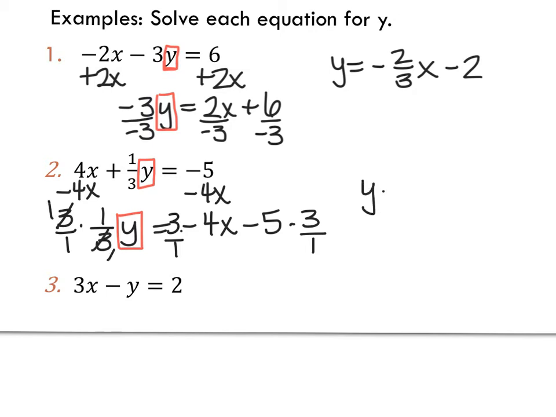I'm left with just y on that side. And then over here, I have 3 times -4. I can essentially ignore that divide by 1 because it just means that it's going to be a whole number. So -12x, don't forget that x. And then I have -5 times 3, minus 15. And I am all set there.